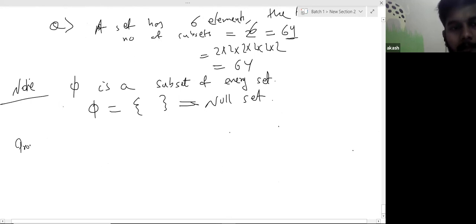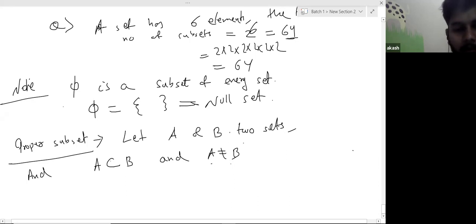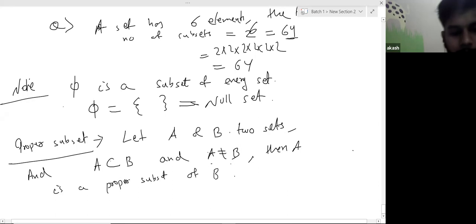Write down proper subset. Let A and B be two sets, and A is a subset of B and A is not equal to B. Here A is not equal to B means the elements of A are not totally equal to the elements of B, right? Then A is a proper subset of B. Write this down. Give it 2 minutes.